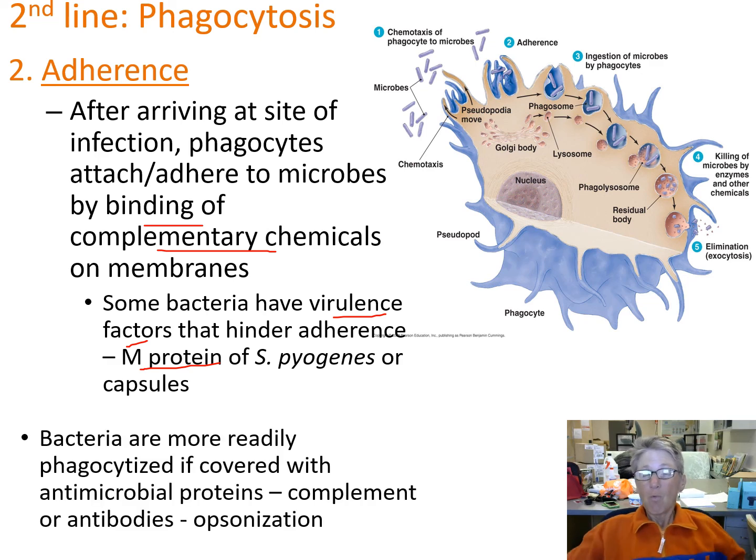Bacteria are more readily phagocytized if they're covered with antimicrobial proteins. For example, if the bacteria are covered with complement proteins, which we talked about a minute ago, or if the bacteria are covered by antibodies, that makes them more amenable to being phagocytosed or eaten by the macrophages. Anytime you cover a microbe with these proteins, that is called opsonization.